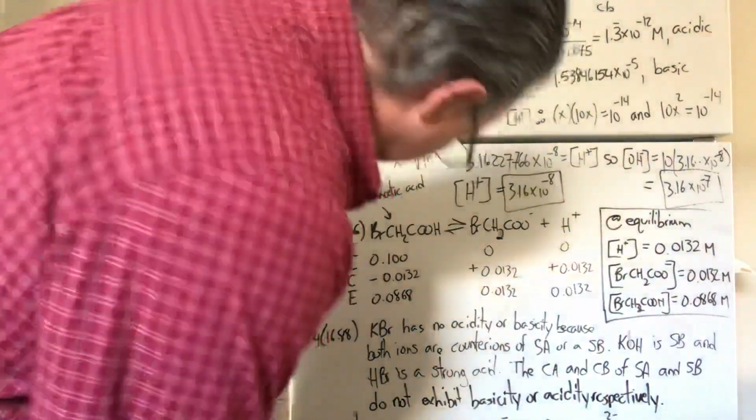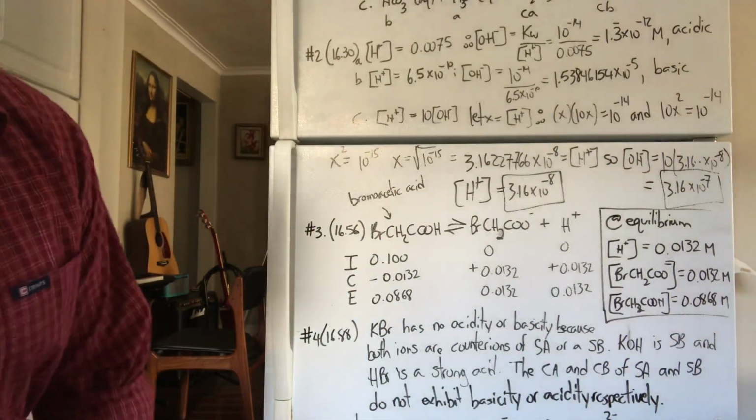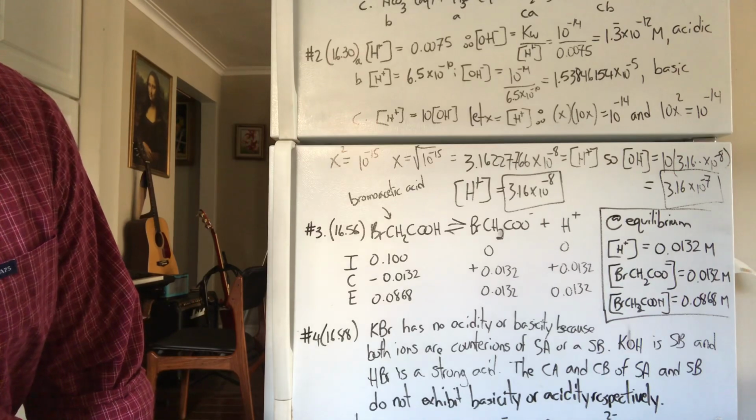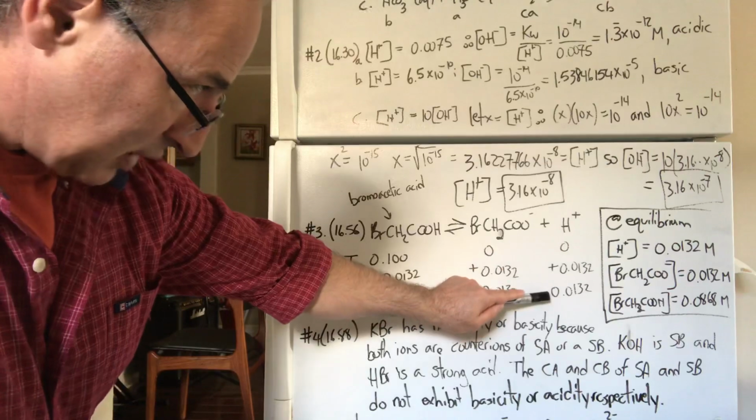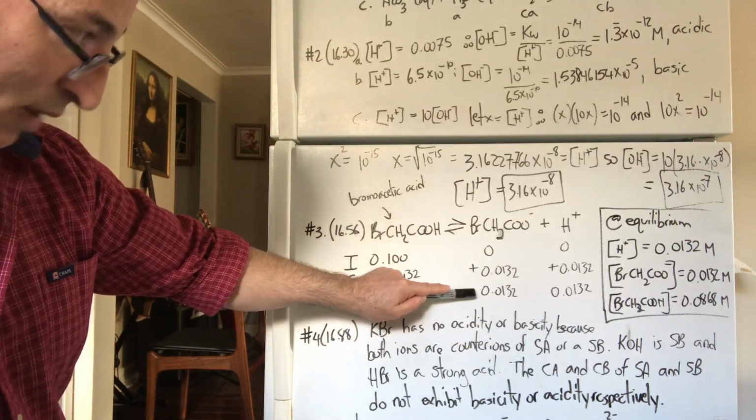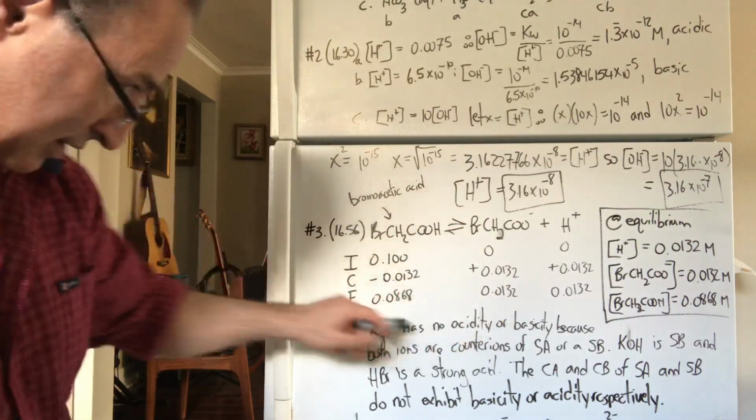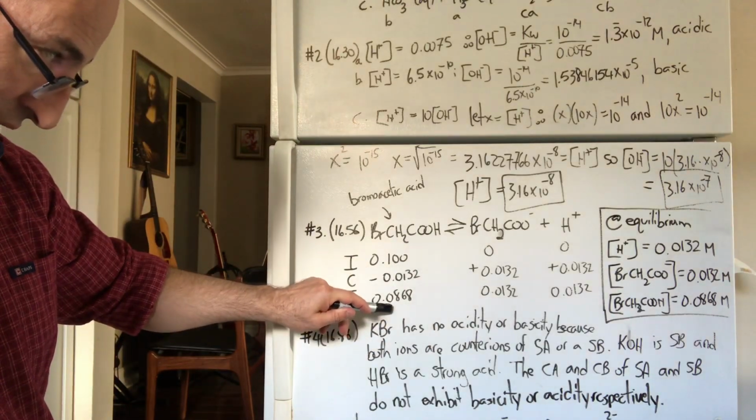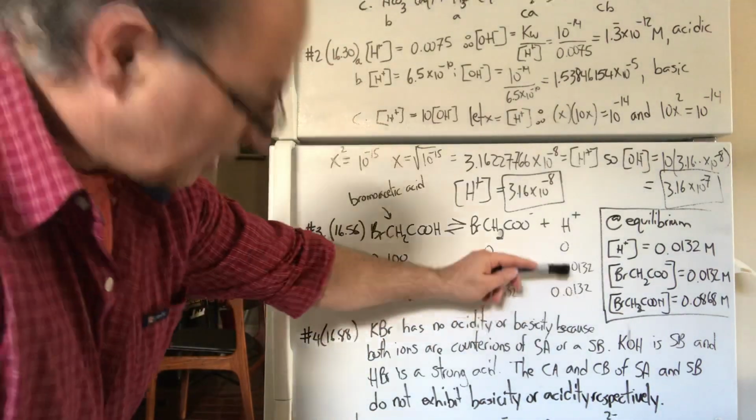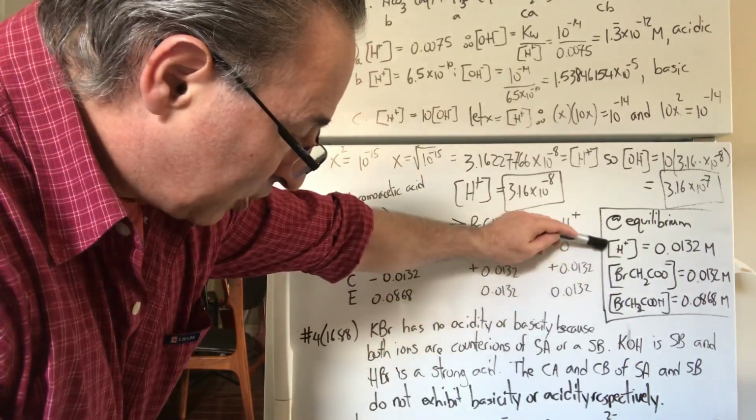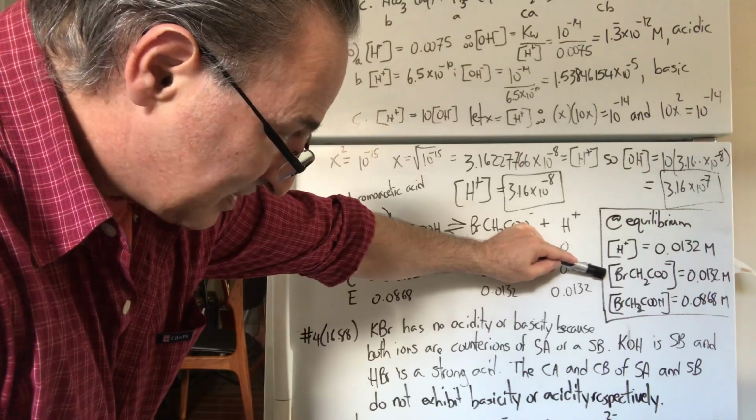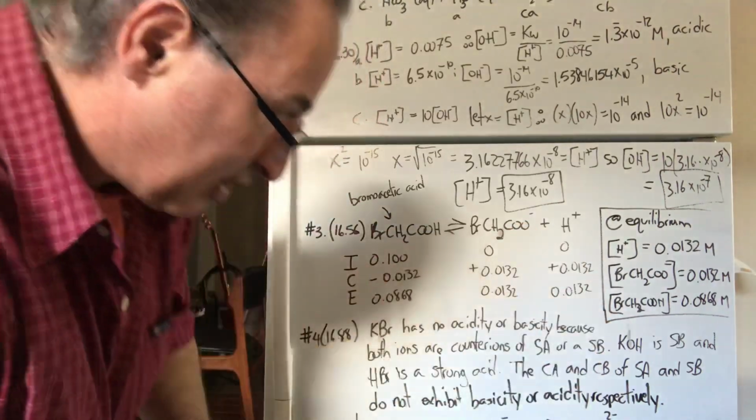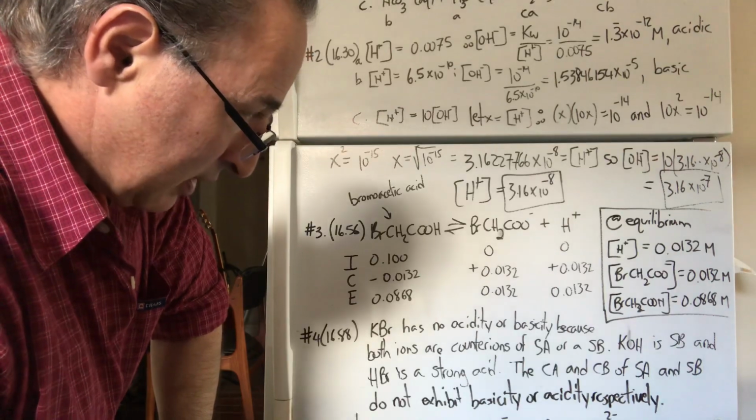Remember, you start off with 0.1, and then you get 13.2% ionization. So that gives you this concentration of H plus and this concentration of the bromoacetate anion. Now you subtract that number from 0.1, you get 0.0868. So that gives you the three concentrations at equilibrium. It's 0.0132 molar for the proton, 0.0132 molar also for bromoacetate anion, and for the undissociated bromoacetic acid, it's 0.0868.